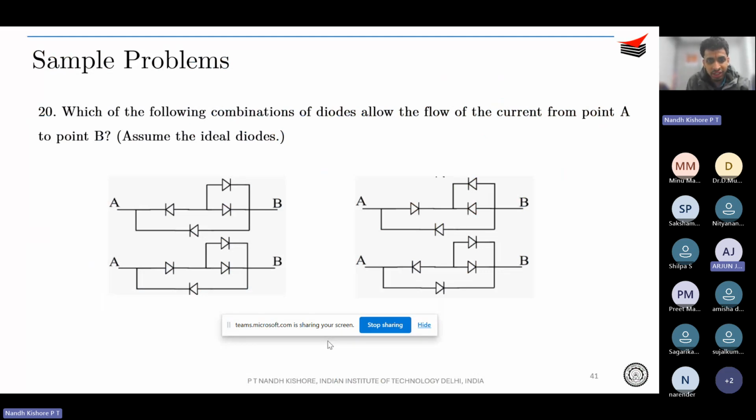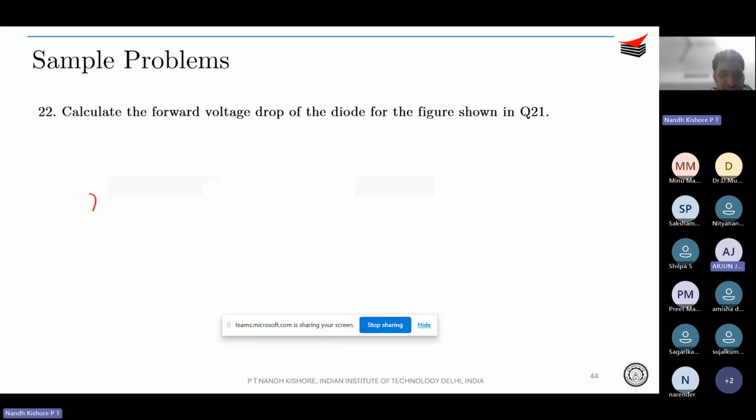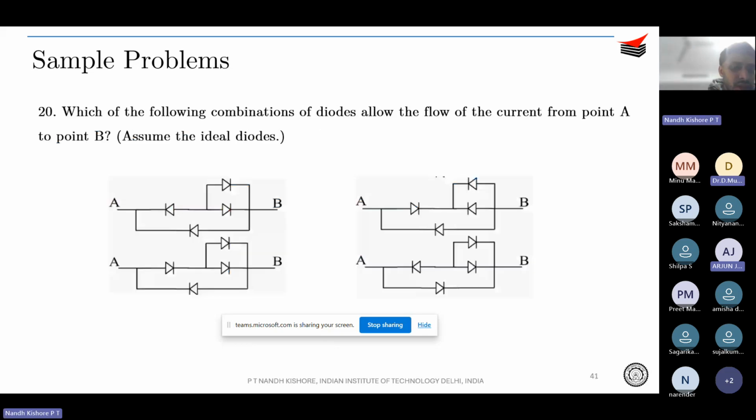We still have only 5 problems, right? Which of the following combinations of diodes allow the flow of current from point A to point B? So this is A, this is B, this is C, and this is D.